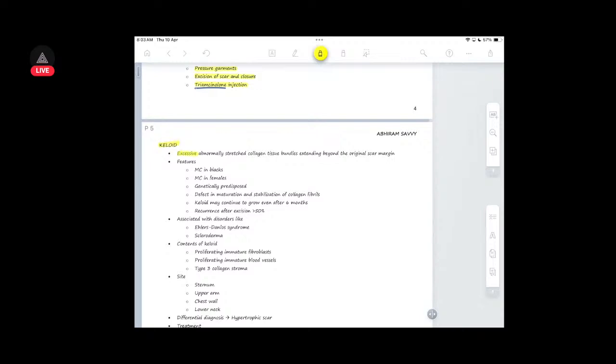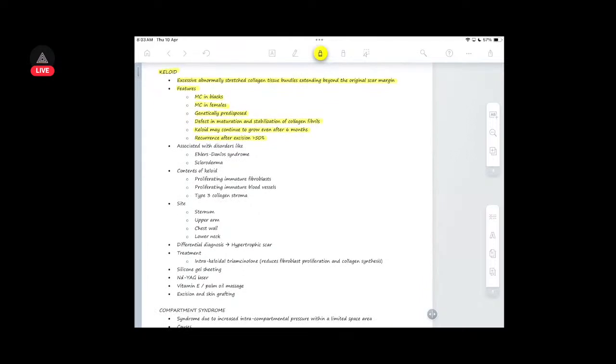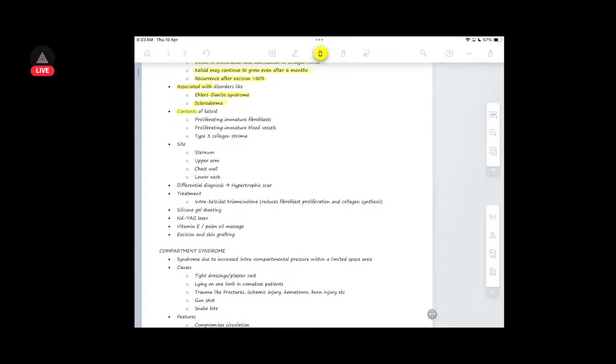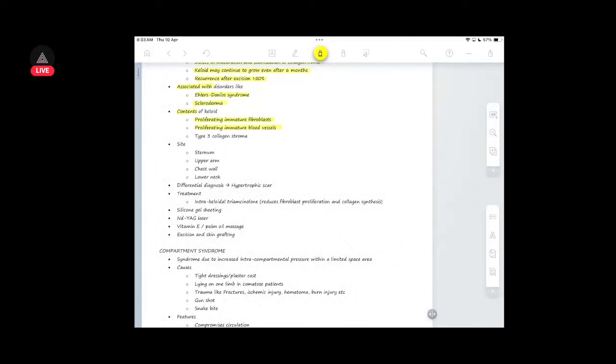Then you have keloid, which is excessive, abnormally stretched collagen tissue bundles extending beyond the original scar margin. So features: it is most common in blacks, most common in females. It is genetically predisposed, with a defect in maturation and stabilization of collagen fibrils. Keloid may continue to grow even after 6 months, and recurrence after excision is more than 50%. It is associated with Ehlers-Danlos and scleroderma. Contents are proliferating immature fibroblasts and proliferating immature blood vessels, type 3 collagen stroma. It is located most commonly around the sternum, upper arm, chest wall, and lower neck.